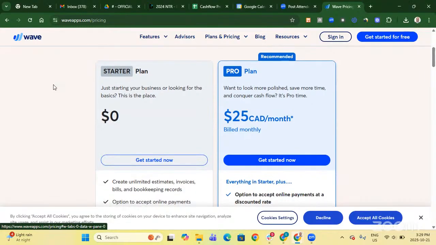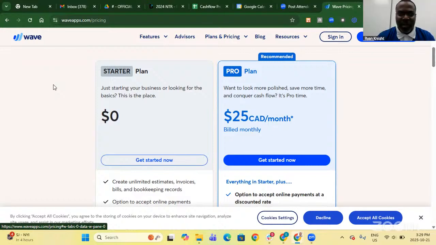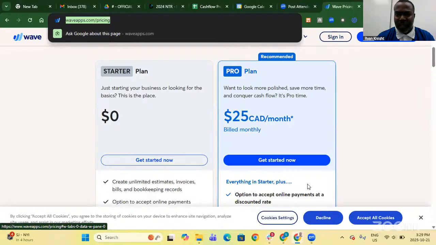So I try to use apps. But if I don't find an app, then I have to go to what website, Ryan? Can you put it in the chat? Yes, actually I'll copy this one. Thanks. This is Wave.